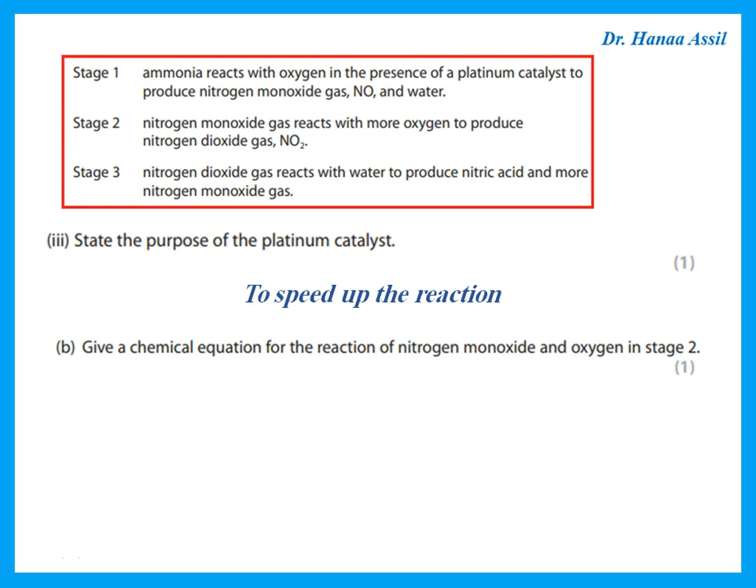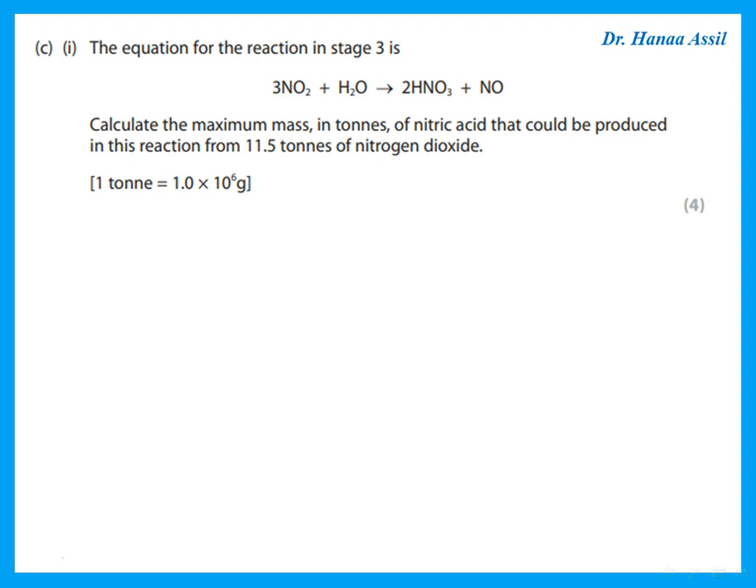Give a chemical equation for the reaction of nitrogen monoxide and oxygen in stage 2. He's saying in stage 2, nitrogen monoxide reacts with oxygen to give nitrogen dioxide. He wants a balanced chemical equation. So when you look at this, you will need to balance the oxygens and the nitrogen. So this will be my balanced chemical equation. The equation for the reaction in stage 3 is this.